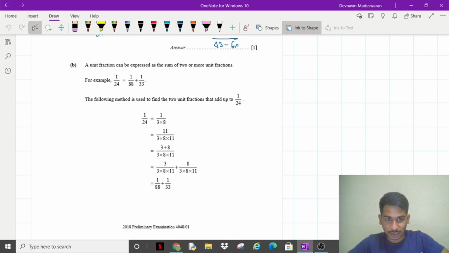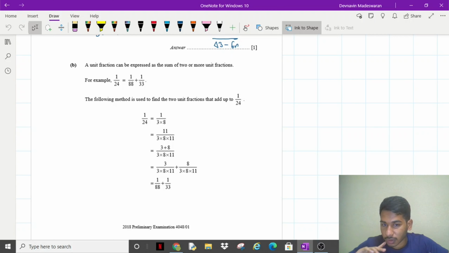Okay, I had to stop because my thing crashed, but let's continue. A unit fraction can be expressed as a sum of 2 or more unit fractions. The following method is used to find the 2 unit fractions that add up to 1 over 24. 8 times 3, what is 11? 8, 9, 10, 11. Okay, we add them to get 11.